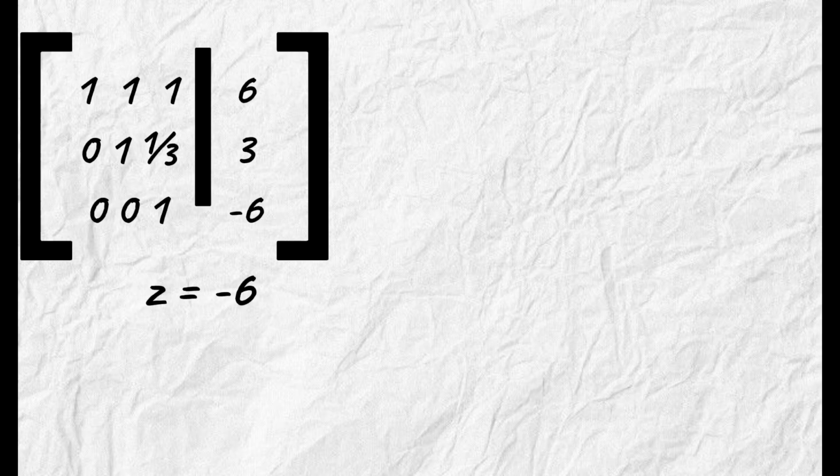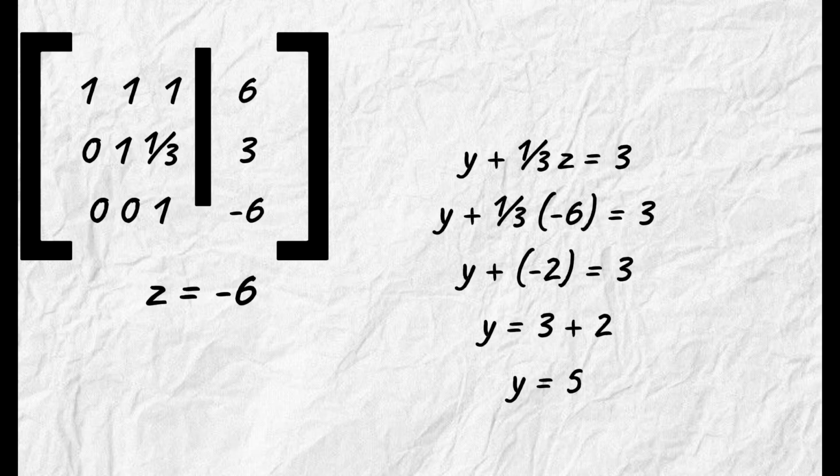Now we can see that z is equal to negative 6, and we will now move on to substitution to get the values of the other variables, x and y. To get the value of y, we will solve the equation y plus 1/3 z equals 3, and we will substitute the value of z, negative 6, and the result would be y equals 5.